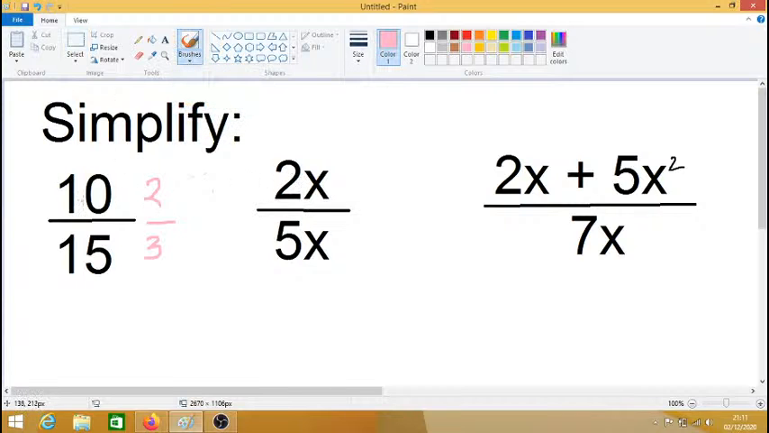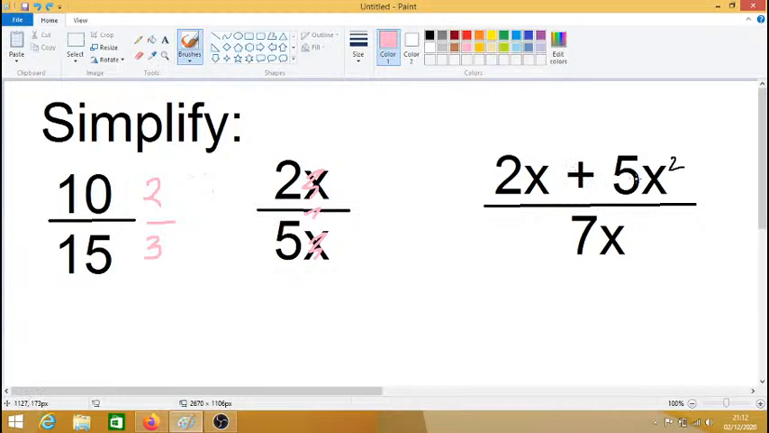But what you're trying to spot is any number on the top that's the same as any number on the bottom, and you know that any number divided by itself is going to be 1. So x divided by x, that's just going to be 1. And we don't need to write the times 1 because the times 1 won't change anything, but I could write 1 divided by 1. I'm just going to skip that. So all we're left with is 2 over 5.